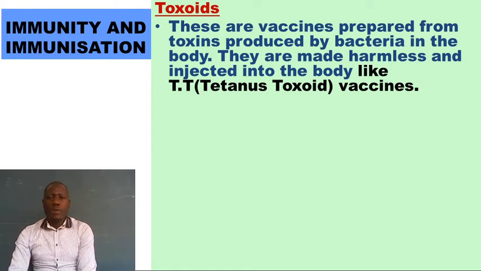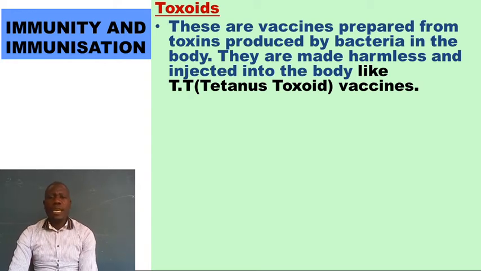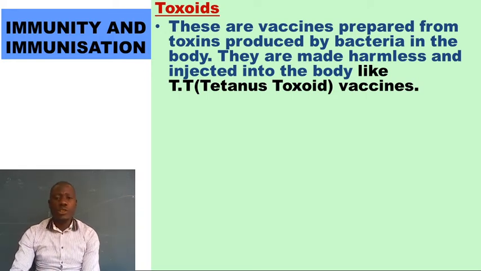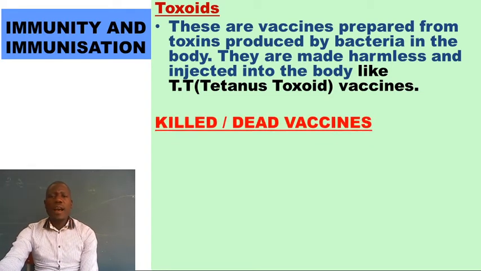What do they do here? They get the bacteria that cause, like, tetanus, they make the chemicals which are produced by those bacteria weak, and then they introduce them into the body. And those are the toxoids. Then we have the killed or the dead vaccines.